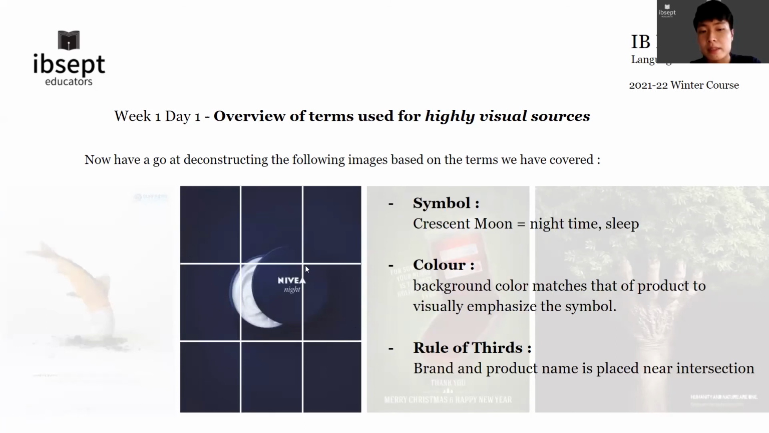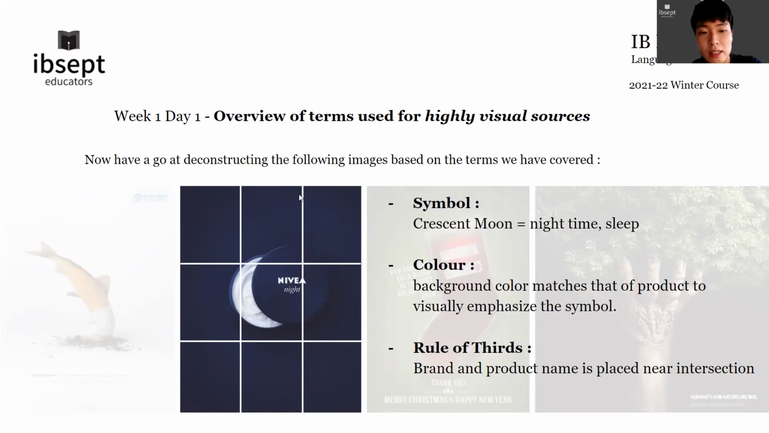Here, the 3 main elements being used are symbol, color, and rule of thirds. We have the crescent moon shape being formed by the image, and the crescent moon being a symbol for nighttime and for sleep is something important to the message that is being conveyed. What about the color now? We can see that the background color matches the color of the product, and because of that, the product almost is erased. It disappears into the background. It becomes negative space, and the symbol itself is visually emphasized.